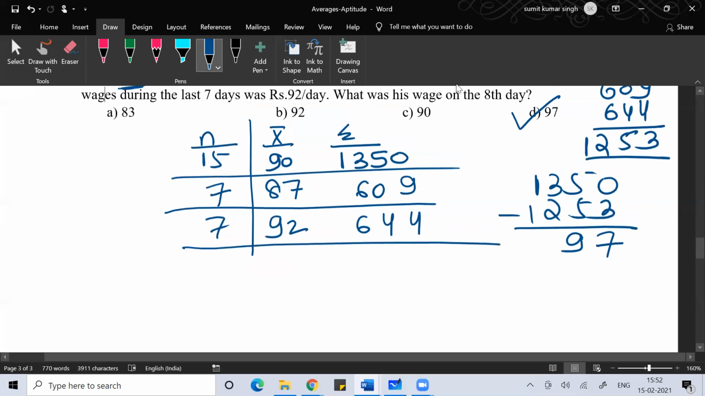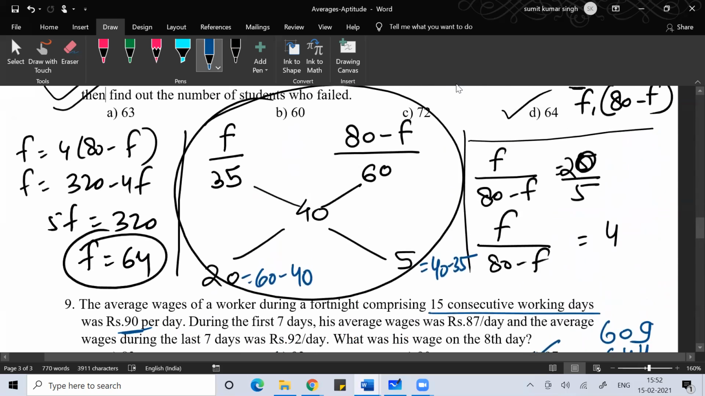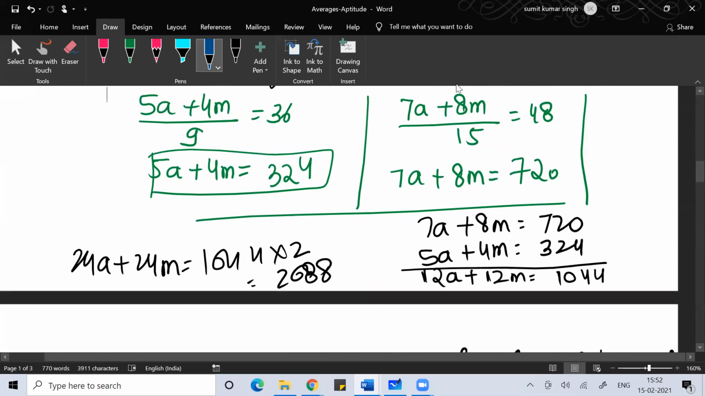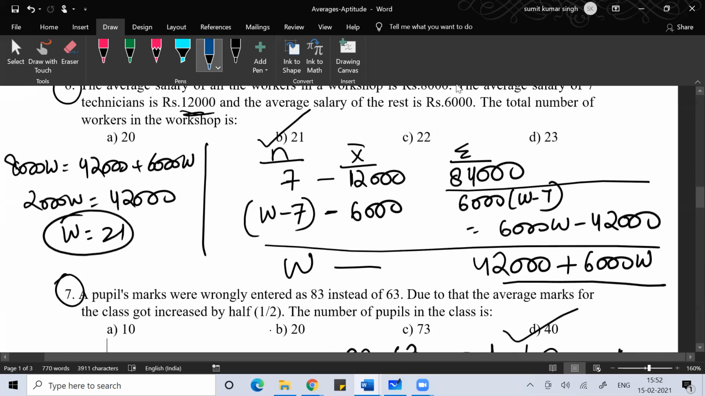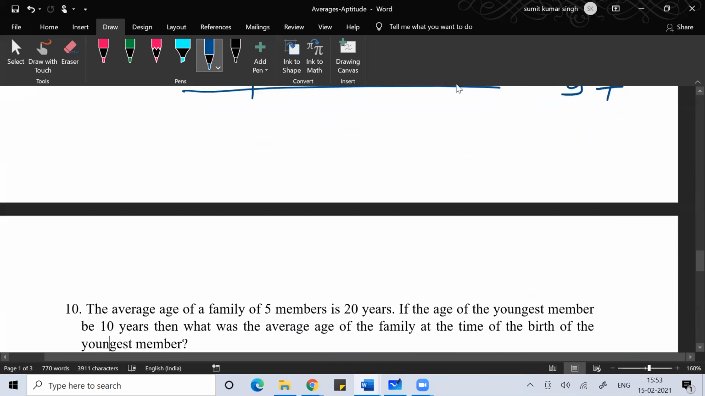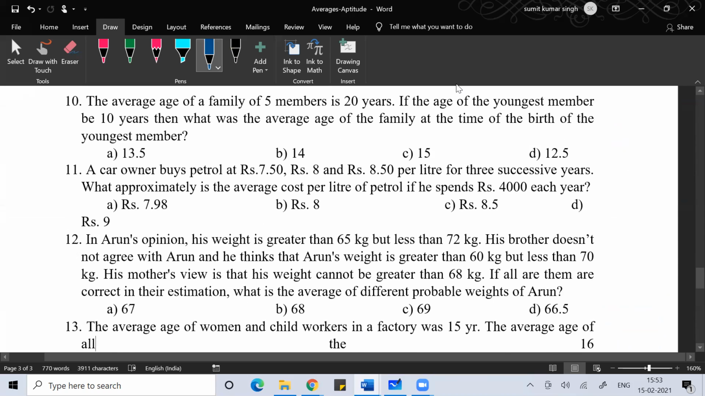Anyone want to ask any question? Try this question 10, 11, 12, everyone. Everyone try to solve these questions. Question number 10, 11, 12.